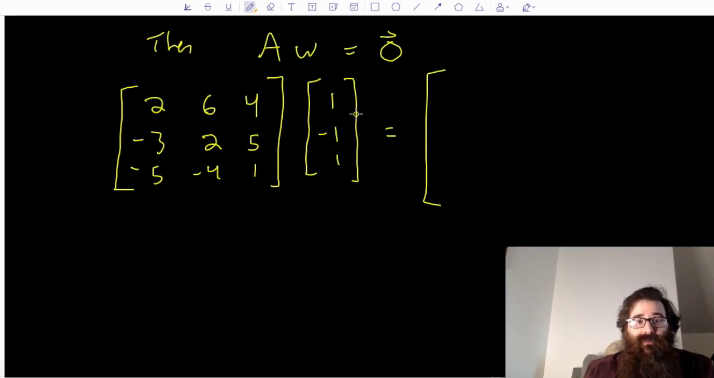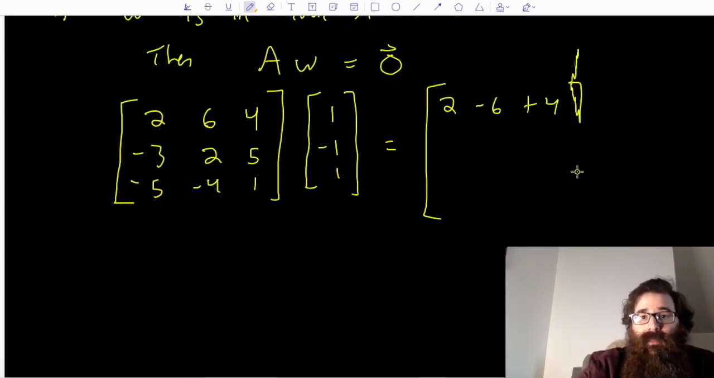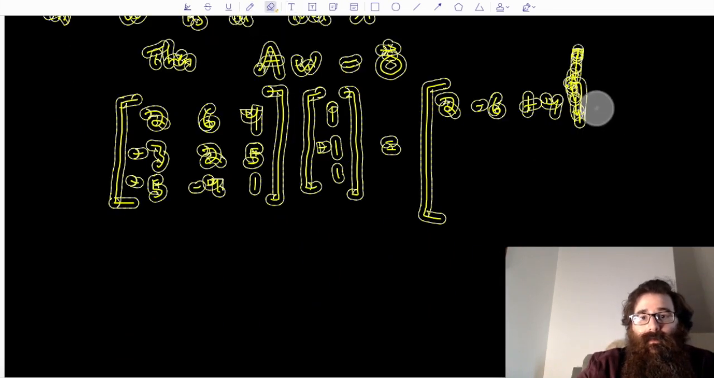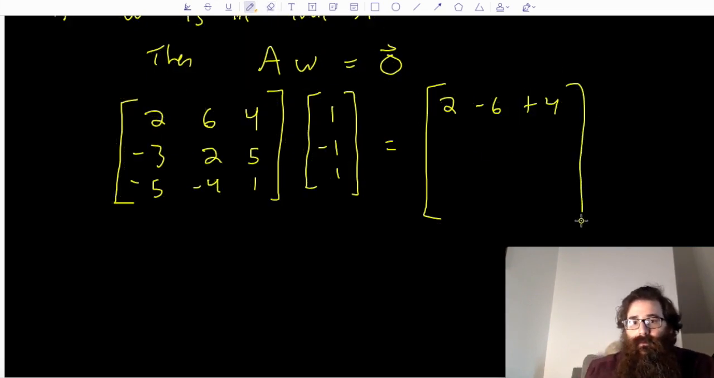So if I fix this first row of A and then multiply into the vector, 2 times 1 gives me 2, plus 6 times -1, the second entries. 6 times -1 gives me -6, plus 4 times 1 gives me 4. Got a little carried away there. Let's take a look at that second entry, and we'll know what that's going to give us, but I'll do it later. Next, move to the second row of A.